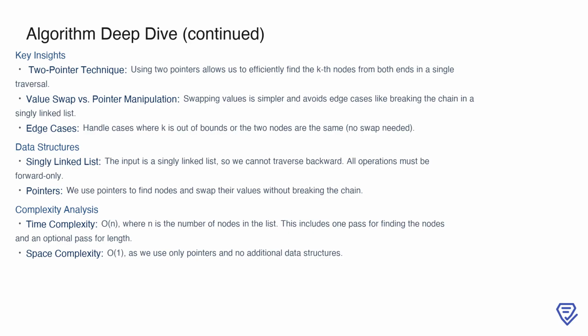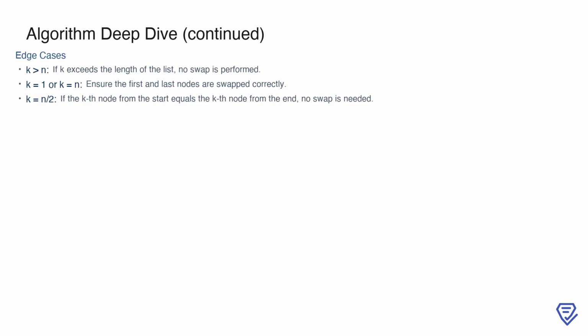In terms of complexity, the time complexity is O(n), as we only make one traversal, and the space complexity is O(1), since we do not use any additional data structures. Edge cases are crucial to address in this problem to ensure robustness.